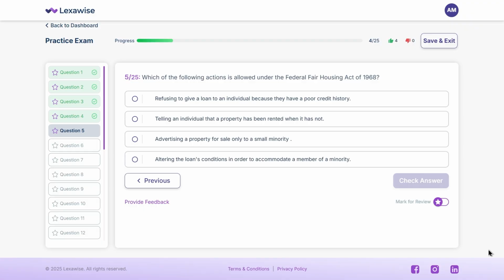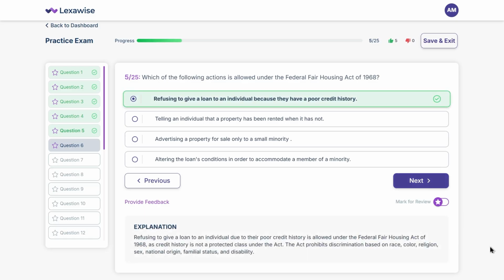The correct answer is A. Refusing to give a loan to an individual because they have a poor credit history. Fair housing laws prohibit discrimination based on protected classes, but creditworthiness is a valid lending criterion.